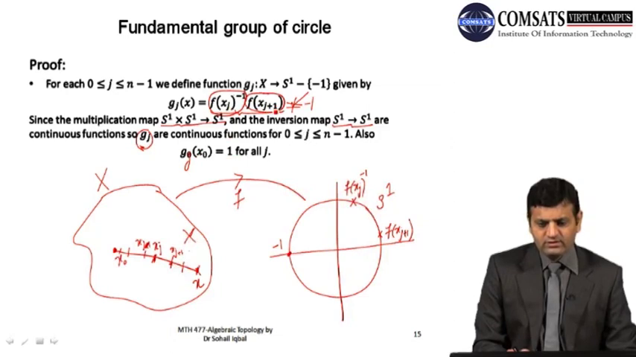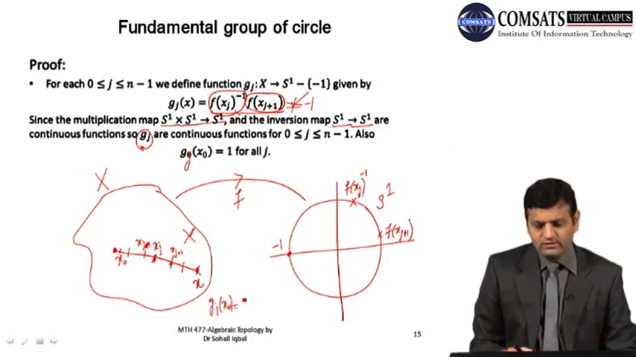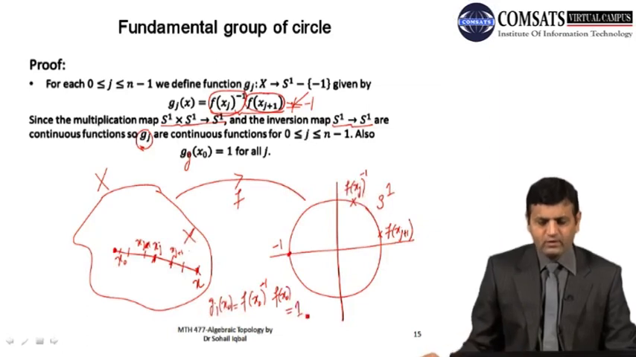And we can see that if we take xj equal to x naught and xj plus 1 equal to x naught, then this multiplication is going to be 1, because in this case all of these xi's are going to be x naughts. So gj of x naught is equal to f of x naught inverse into f of x naught, which is going to be equal to 1 for all j.